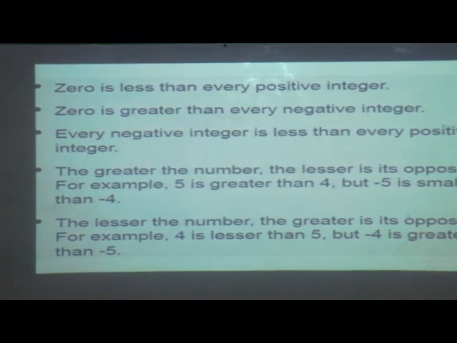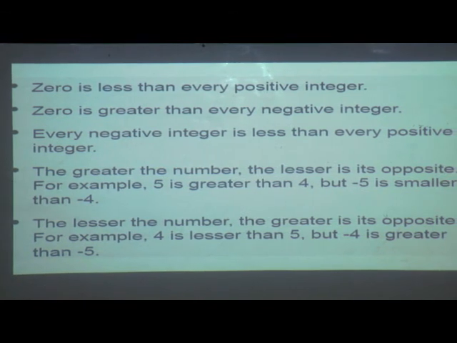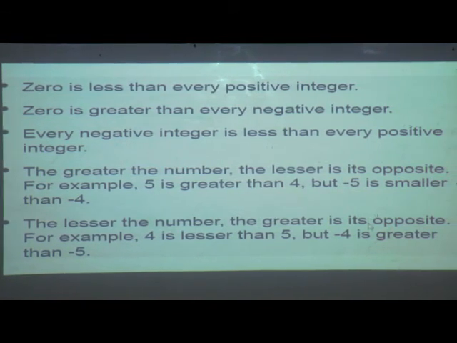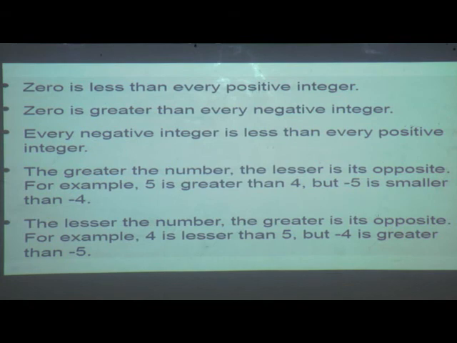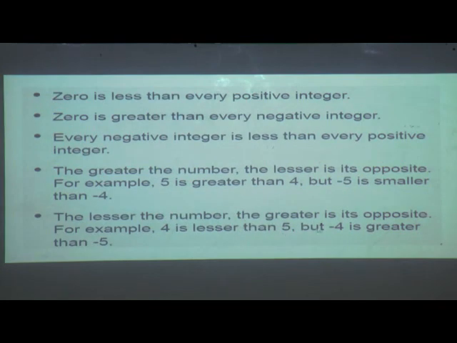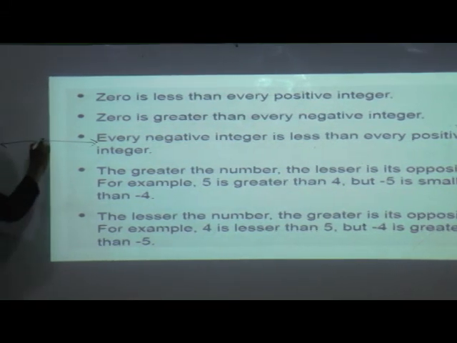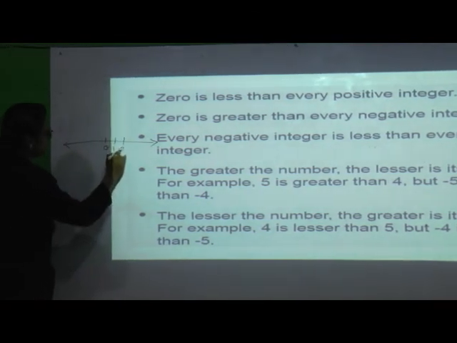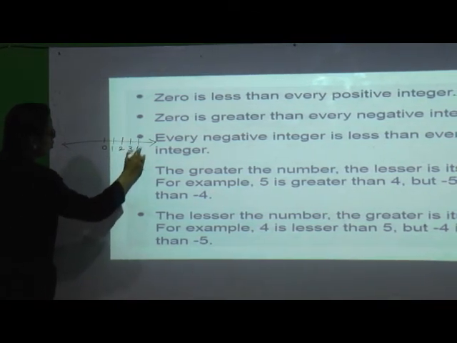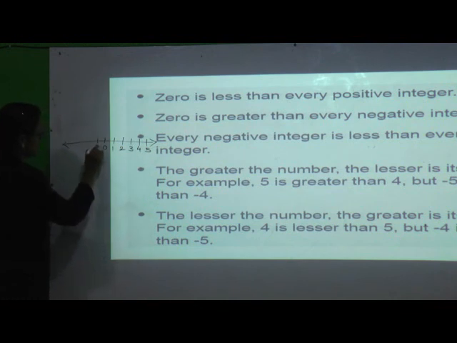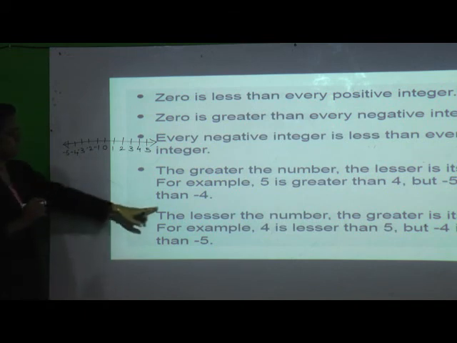The lesser the number, the greater is its opposite. For example, 4 is lesser than 5, but minus 4 is greater than minus 5. Again, we can take the same example to show this. 0, 1, 2, 3, 4 and 5. Here minus 1, minus 2, minus 3, minus 4 and minus 5. Okay. See, the lesser the number, the greater is its opposite.